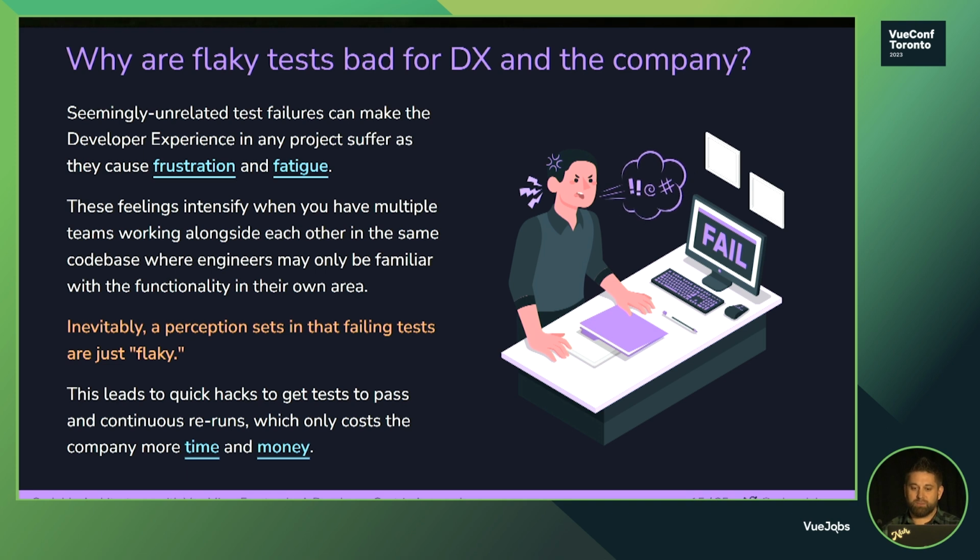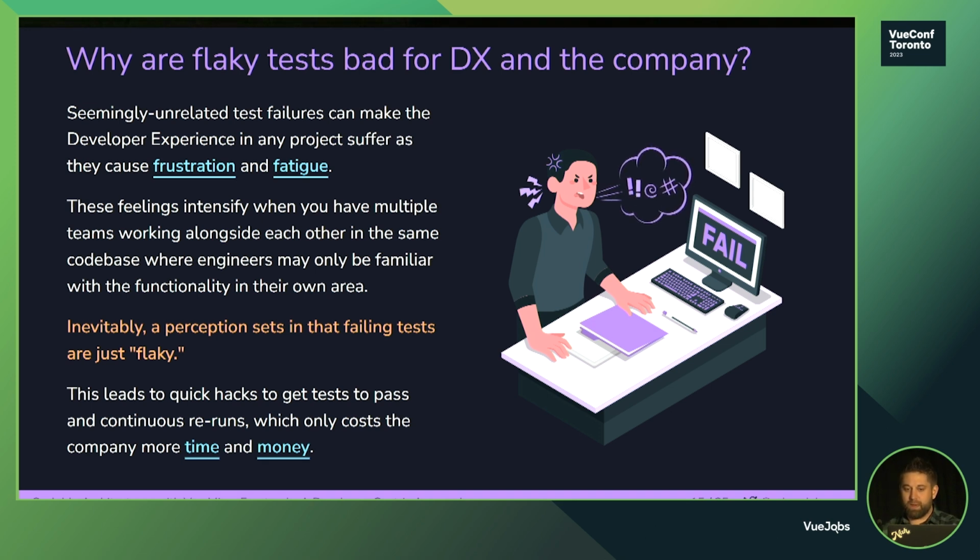As more and more teams are working alongside each other, where only some engineers are familiar with certain tests or certain product areas, they just get frustrated, right? Like, I touched this code, why are the tests over here failing? And inevitably this perception comes in that the tests are just flaky, right? So this leads to quick fixes and hacks, and again, smashing that rerun button in GitHub Actions, which ends up costing the company time and money.